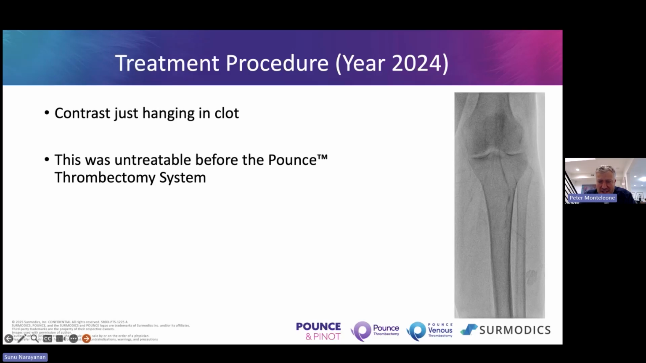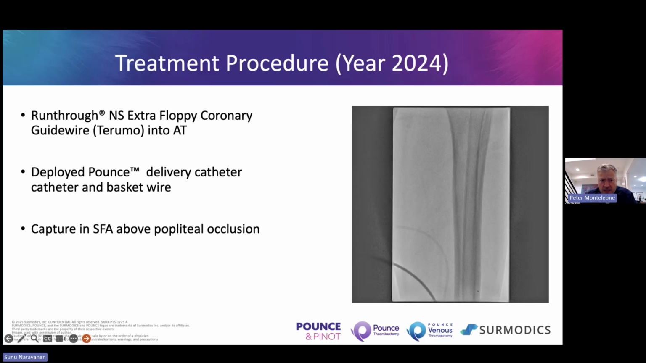Same thing as before. You see contrast just hanging in that clot that used to be in the external iliac, and now it's sitting in the popliteal and it's occlusive. We didn't have a way to deal with this before. We've all dealt with these cases before we had tools like Pounce. Before, you just pack it, you push it down distal and hope it gets into something that's not occlusive, and now you really have the ability to go get it. So let's go to the next slide.